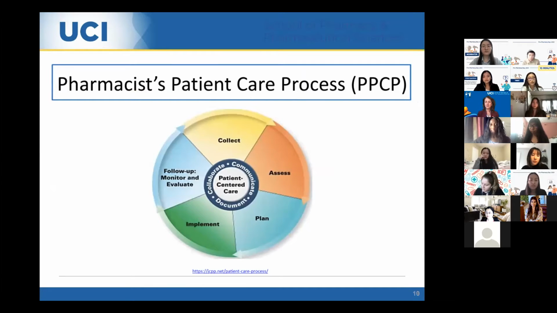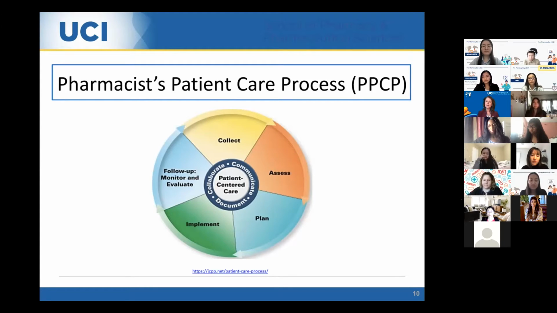And it all fits with this. This is the patient care process, the pharmacist patient care process, the PPCP. You will see this, I guarantee you, the first week of pharmacy school. This is what guides us. Right? So let me just walk you through it quickly.